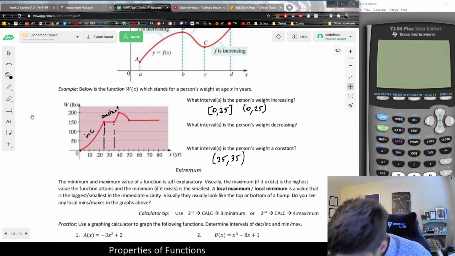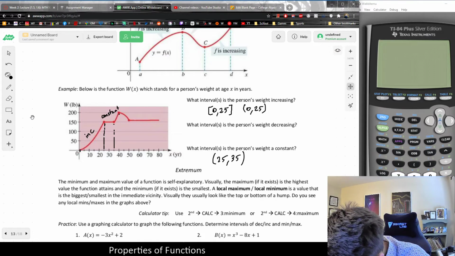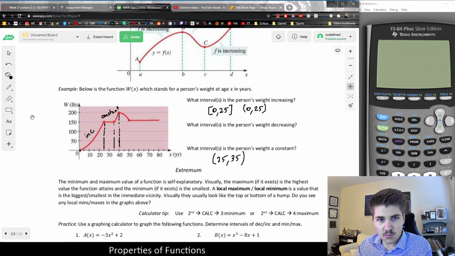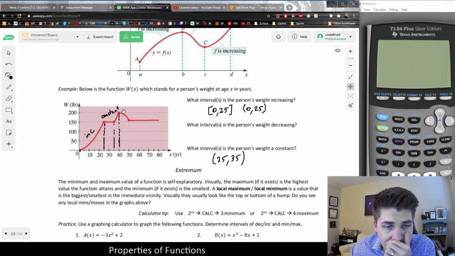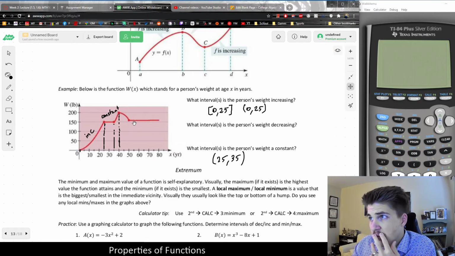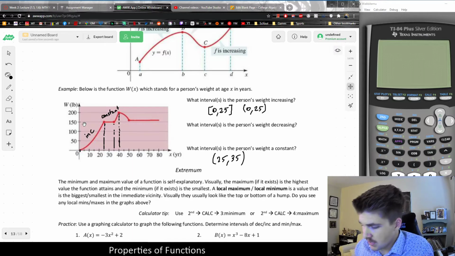Then it looks like from 35 to 40, they gain some weight. Again, I'm doing my best guess. And when you have a graph and you're trying to interpret information from it, it's not as exact because we don't have any calculations to run. We're just trying to visualize, but 35 to 40 seems like it's increasing as well.